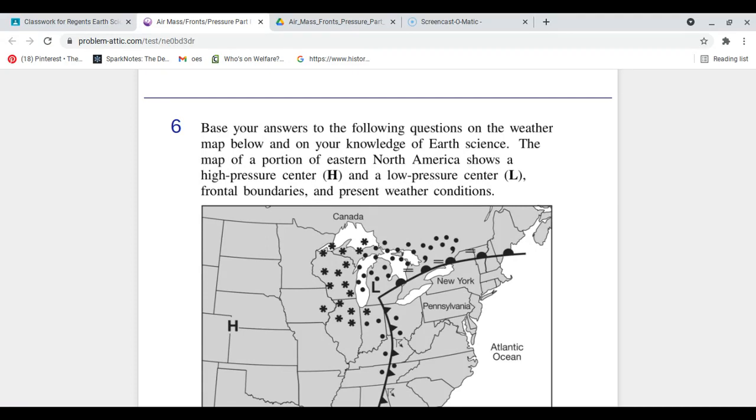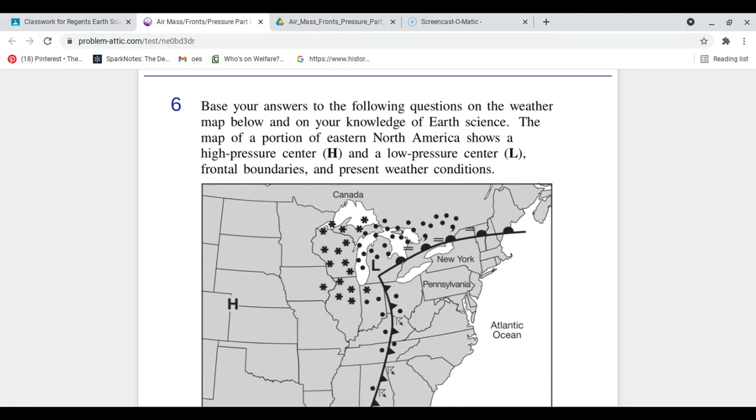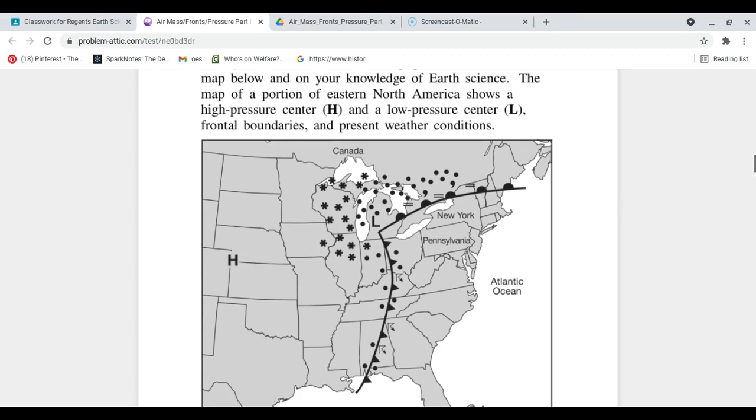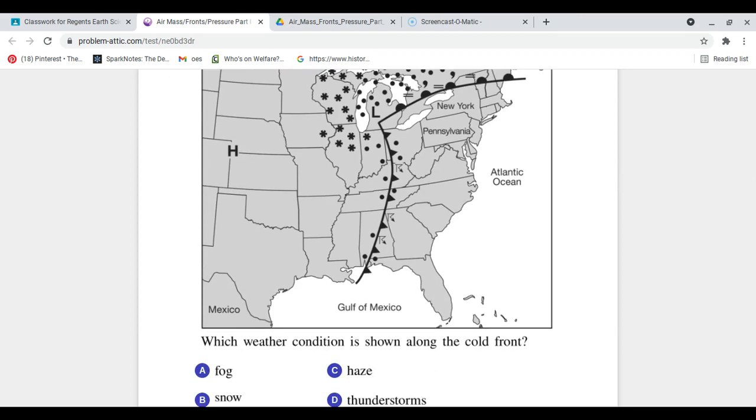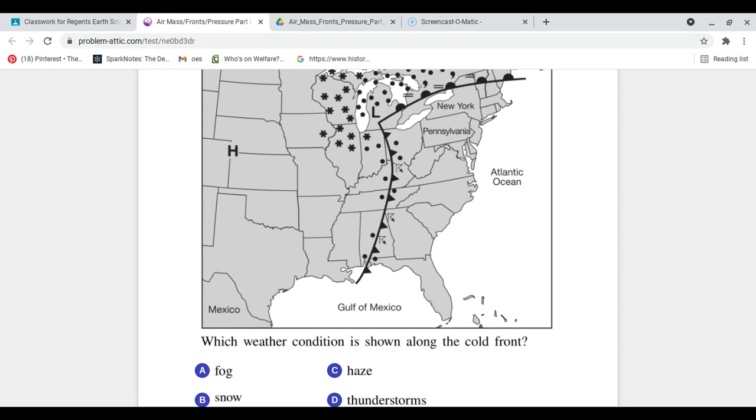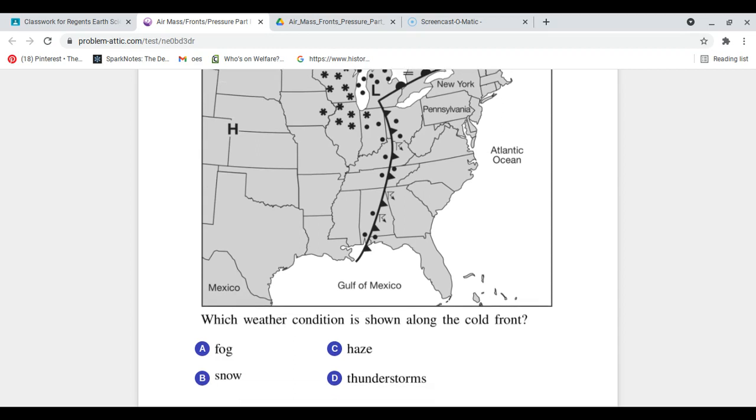All right, number 6. This map is a portion of eastern North America. It shows a high pressure center and a low pressure center, frontal boundaries, and present weather conditions. Which weather condition is shown along the cold front? So you find the cold front. If you can't remember what the cold front looks like, it's right there on page 13. So what is along that cold front? You have to figure out what those symbols represent. Is it fog, snow, haze, or thunderstorms?